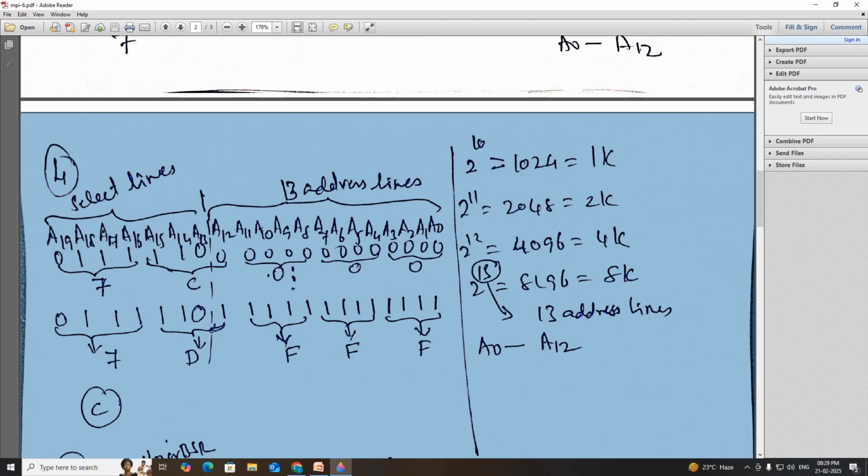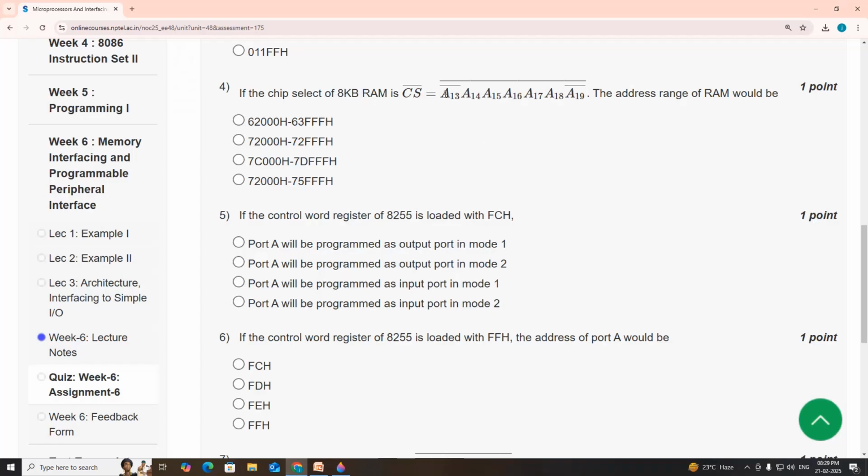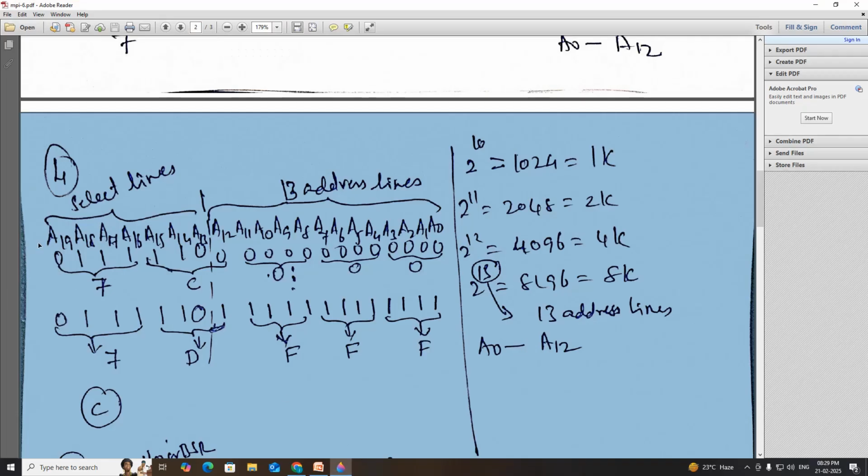The remaining lines, 13, 14, 15, 16, 17, 18, 19, are select lines. Now they have given A13 is 0, A19 is 0. So the remaining, 14 to 18, are 1s. So A19 is 0, A13 is 0, and 14 to 18 are 11111. If you write that and convert the binary into hexadecimal, this becomes 7, this becomes C, 000.